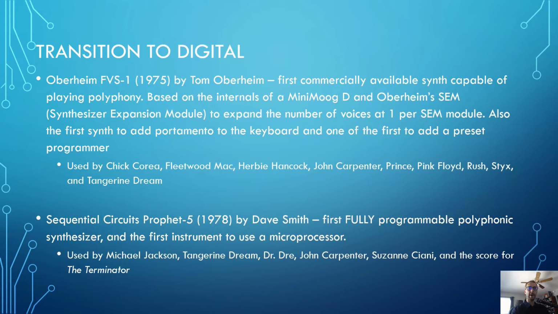This was followed by Dave Smith's Sequential Circuits Prophet 5 in 1978, the first fully programmable polyphonic synth, and the first one to use a microprocessor. This was used by Michael Jackson, Tangerine Dream, Dr. Dre, John Carpenter, Suzanne Ciani, and was the other major synth used on the score of The Terminator.